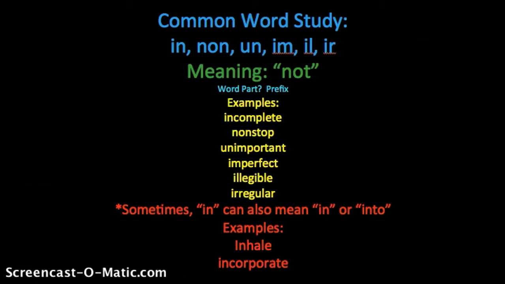There are 6 word parts. We're going to do them all together because they all have something in common, the same meaning. The word parts we're going to look at are in, non, un, im, ill, and ir. All 6 of those word parts mean not. They mean not whatever they're attached to.